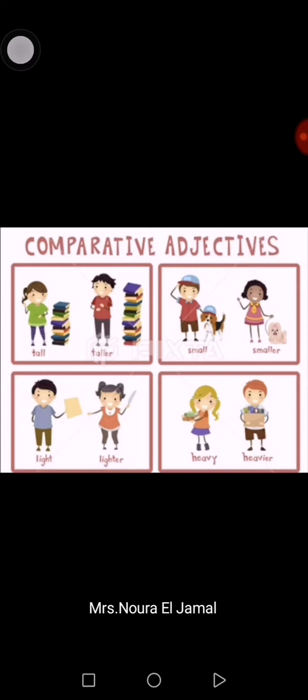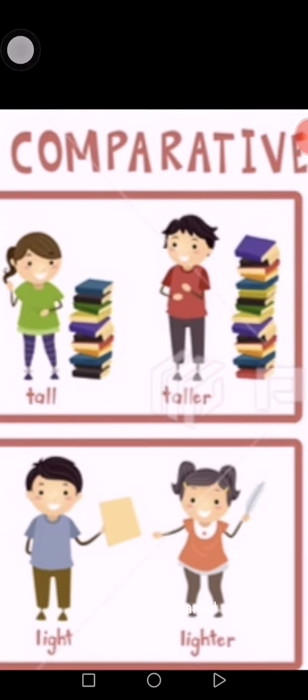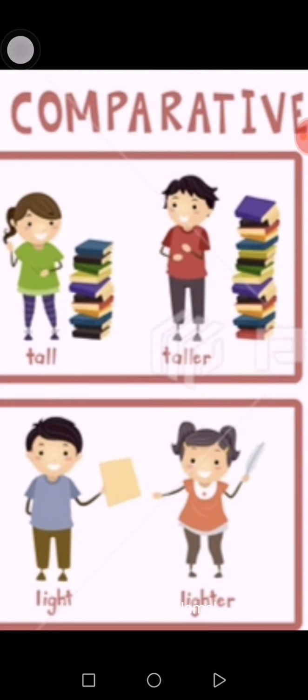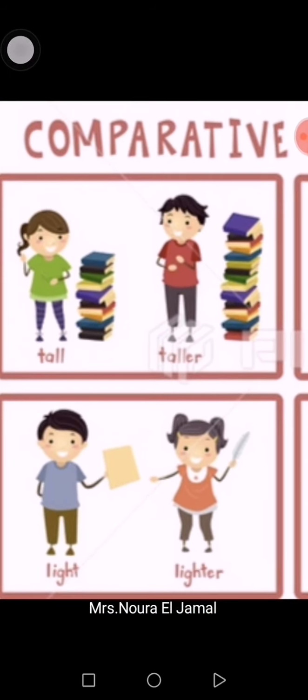Okay, look at this picture here. The first one, there are a boy and a girl. The girl is tall and the boy is taller than her, if I want to compare between them. So can we say a sentence here? Yes. The boy is taller than the girl.